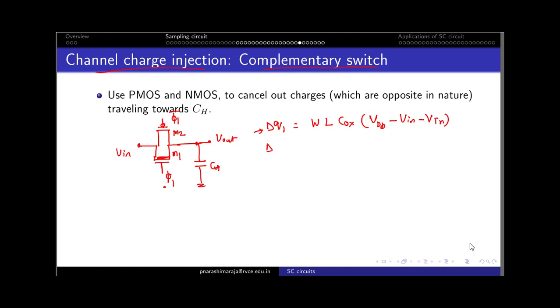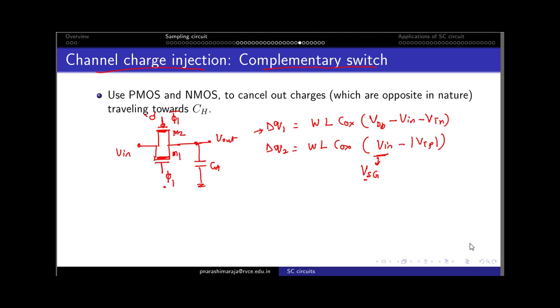Similarly, one can write the channel charge across the M2 transistor as delta Q2, which would be equal to W times L times COX times Vin times VTP. Clearly I need a term equal to VSG, and we know that in order to activate this PMOS I need zero potential at the gate. So VG is equal to 0, and what is connected to VS is generally my Vin term, and that's the reason we have plugged in the value of Vin in place of VSG.